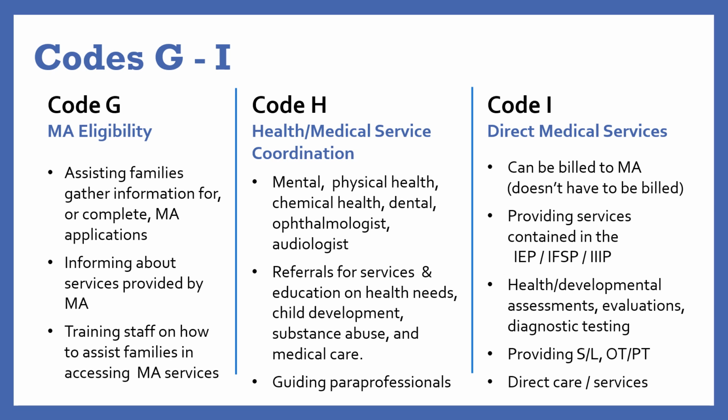Codes G through I all relate to medical assistance in some manner. Code G is focused on helping families learn about medical assistance or determining eligibility. Code H is about coordinating or referring for MA-covered health services. For example, connecting a student to day treatment. Code I is used when you're directly providing a service that could be billed to MA. You don't have to actually bill for the service, but it would be the type of service that could be billed. Think of Code I as the direct care category within LCTS.